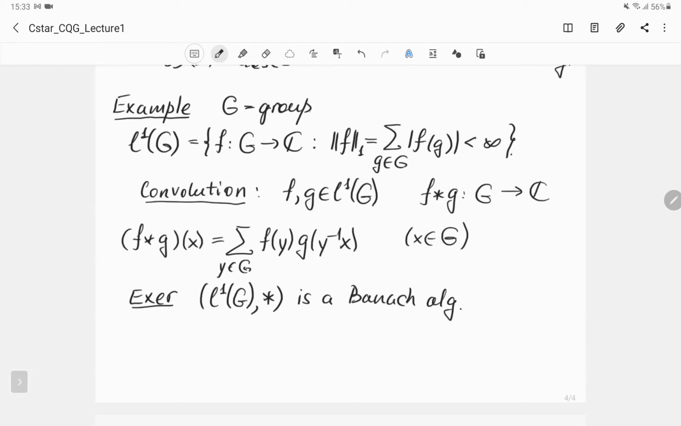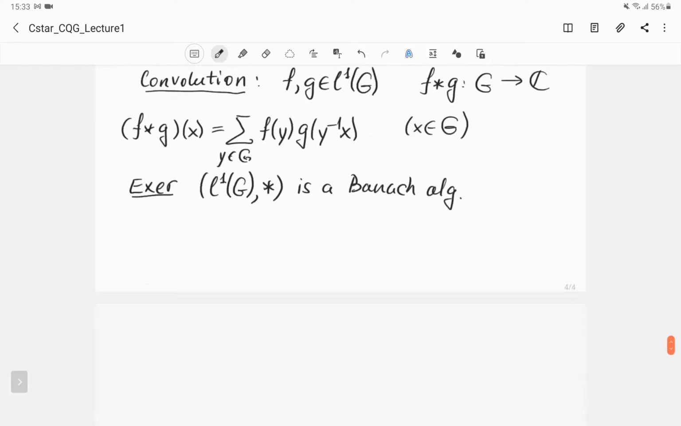By the way, this algebra contains the algebraic group algebra of G, which is embedded into l1(G), and which consists of all finitely supported functions on G with convolution product. This is the algebraic group algebra. Okay, so these are our basic examples. More examples will come later.